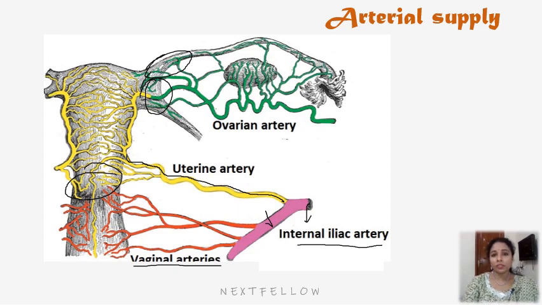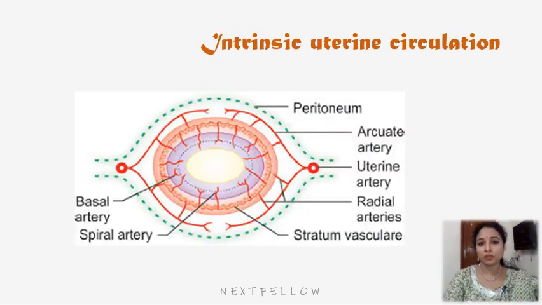Branches near the cervix: after crossing the ureter, it gives rise to ureteric branches, and it gives rise to vaginal branches. You can see one vaginal branch going down, and cervical branches to the cervix. The cervical branches form a circular anastomosis around the isthmus of the uterus, and along the side of the body of the uterus it gives off some arcuate branches.